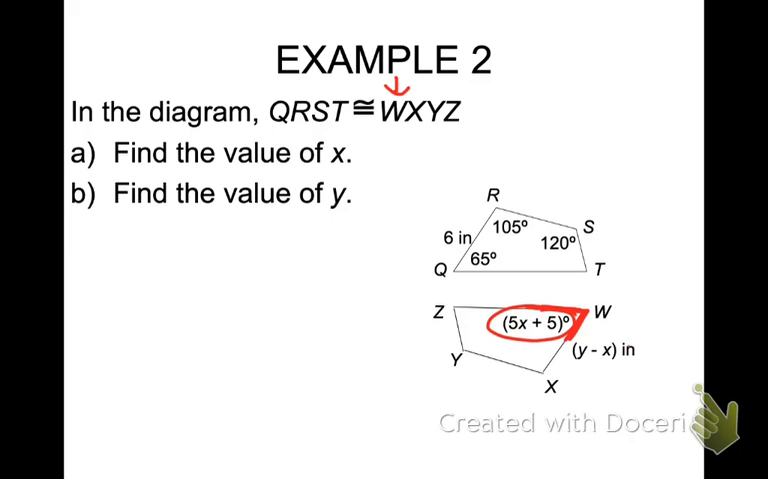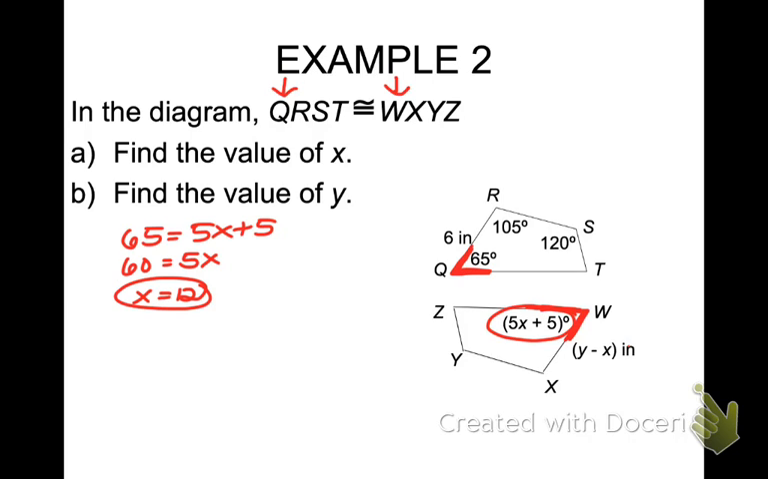So now let's go up to the top here. W is the first letter listed on the right. The first letter listed on the left is Q. So since they are both in the same spot in our congruent statement, that means that they are congruent to each other. And what does that mean when you're congruent to each other? You have the same or equal measures. So I'm going to set those two things equal to each other. So 65 equals 5x plus 5. Subtracting 5 from both sides gets us 60 equals 5x. So x is equal to 12.